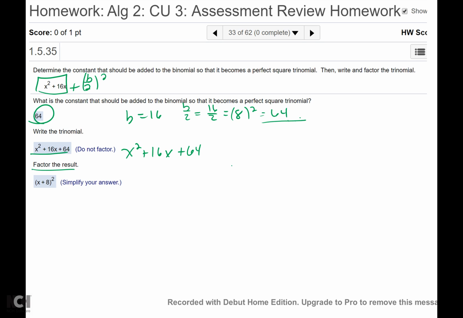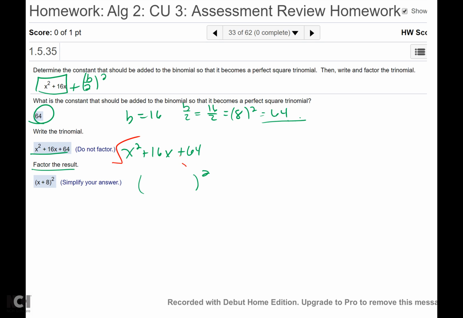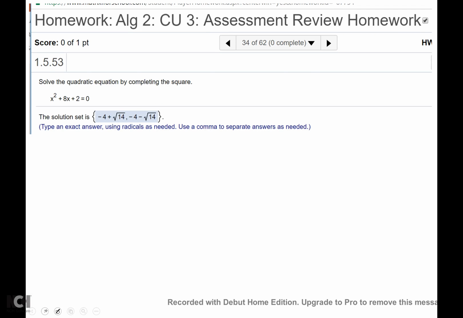Then they want you to factor it. Well, you just spent all that time to make it a factorable polynomial, a perfect one at that. So it's going to be a binomial squared. To get the terms, you take the square root of the ends. The square root of x squared is x. The square root of 64 is 8. And I promise the sign will always be what's in the middle.